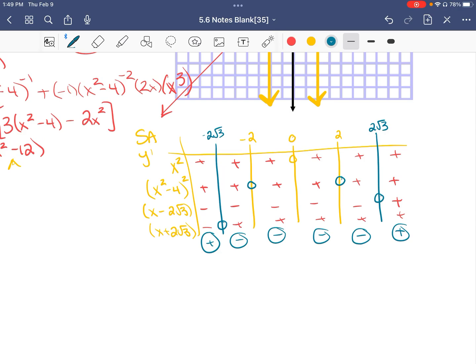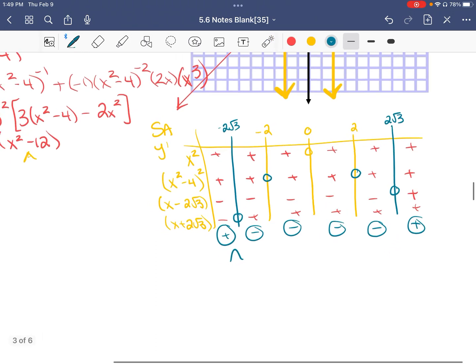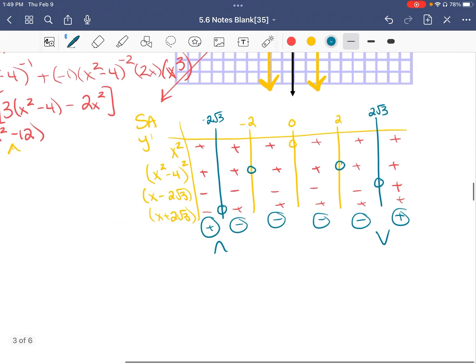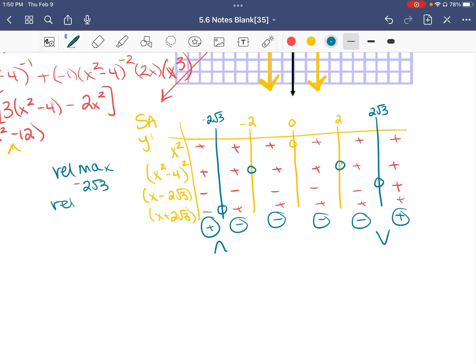So what this tells us is our key points. We go from increasing to decreasing at negative 2 root of 3. Nothing else really changes until we get to 2 root of 3, where we go from decreasing to increasing. So increasing to decreasing, decreasing to increasing. So this function tells us we have a relative maximum at negative 2 root of 3. We have a relative minimum at positive 2 root of 3.